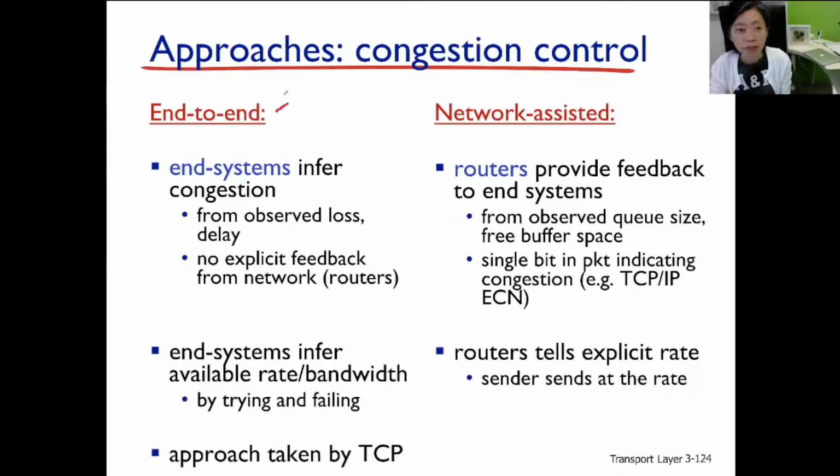Let's first focus on the end-to-end approach. In this approach, the end systems will need to infer if there's a congestion occurring inside the network. If you recall back in TCP, what we're doing is sending multiple packets in one flight to the receiver.